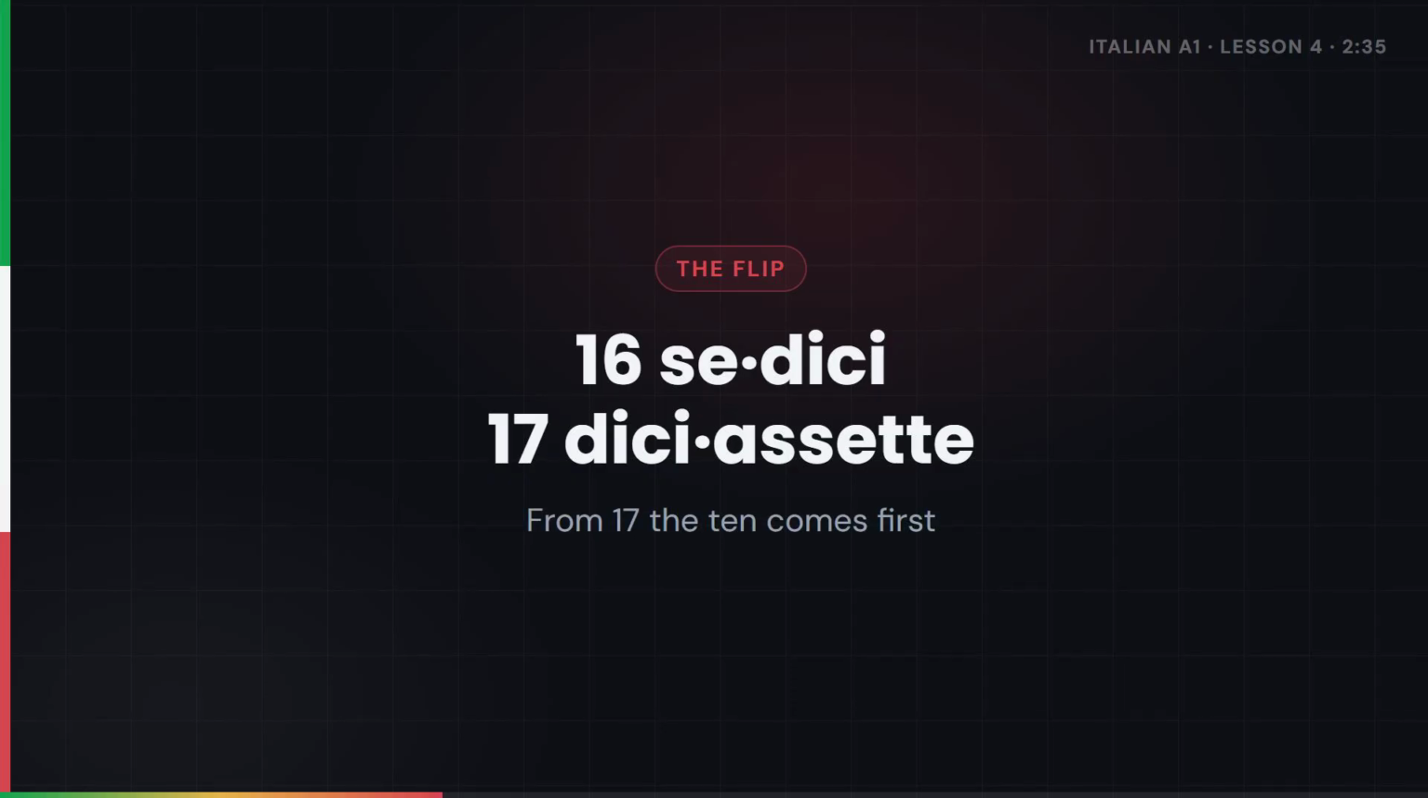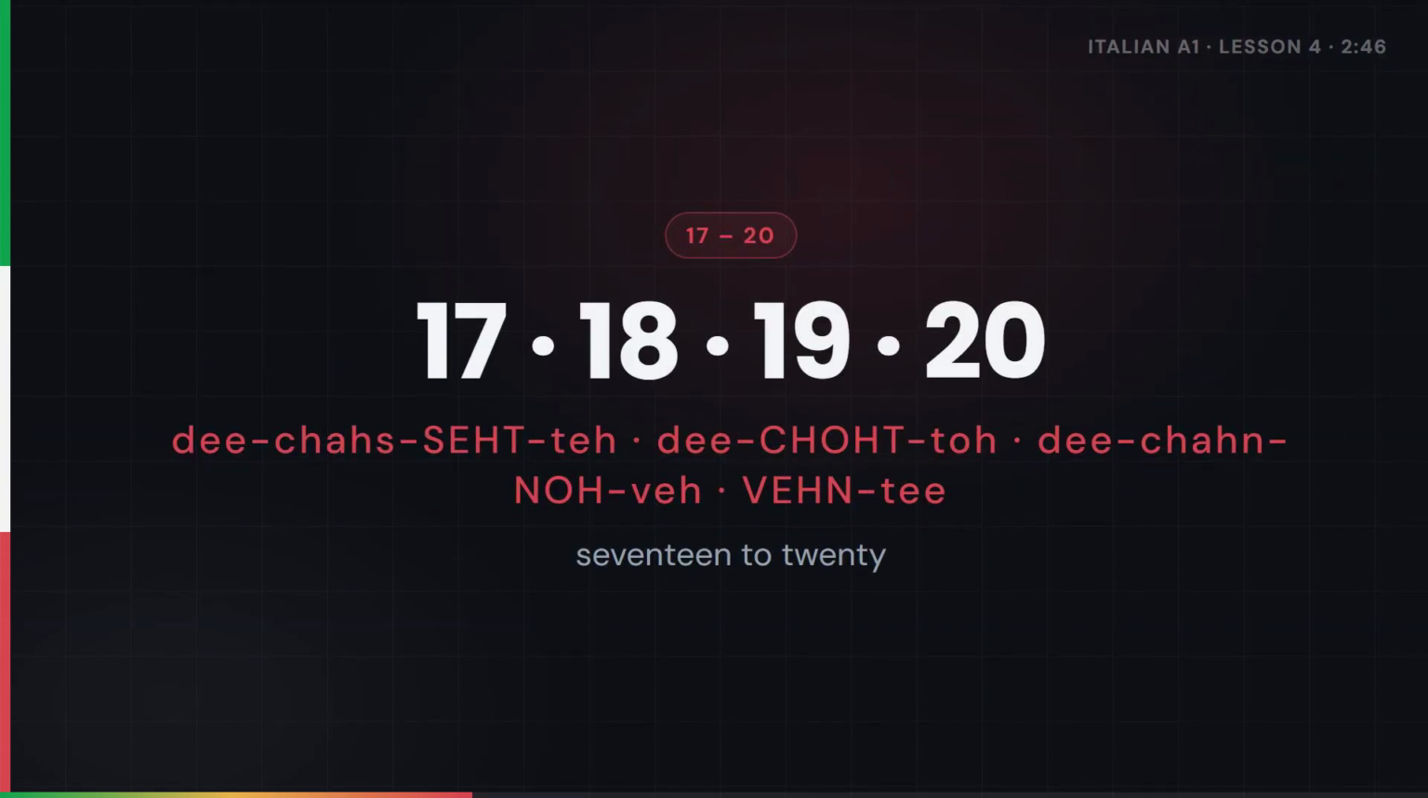Then at 17, Italian flips it. The 10 moves to the front, and the small number goes on the end. Nobody knows why. You only have to survive 3 of them. Here they are, plus 20 to finish the row.